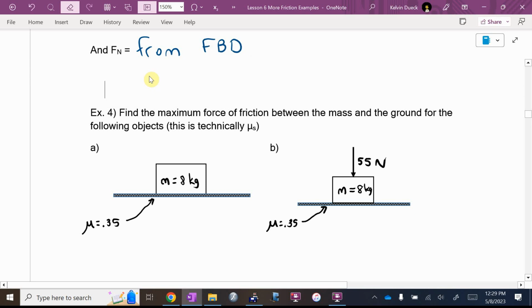Example 4. I like example 4b. I like example 4c. What I really mean is I like where there's a different normal force than just mg. So let's talk about this.